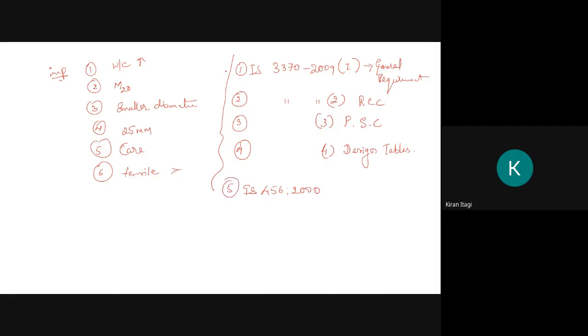So just remember, here we are using IS 3370 2009 part 1 for general requirements, part 2 for reinforced concrete structures, part 4 for design tables, and IS 456 for reinforced concrete in the limit state method. We are not using part 3 because it is for pre-stressed concrete structures. That is not in our syllabus, so we are omitting it. So generally we use part 1, part 2, part 4, and IS 456.